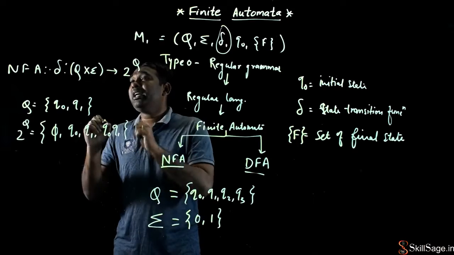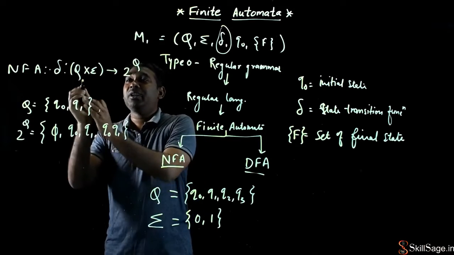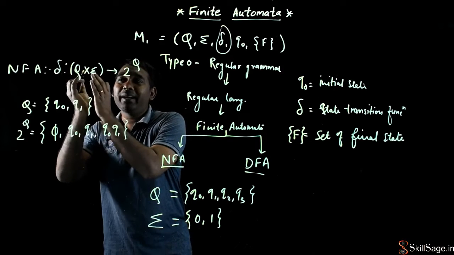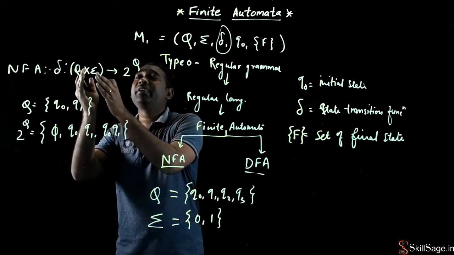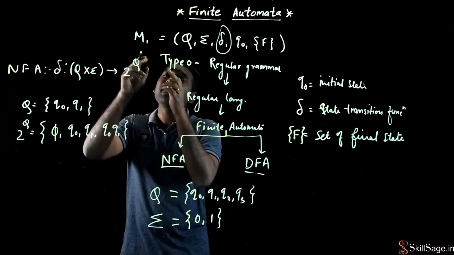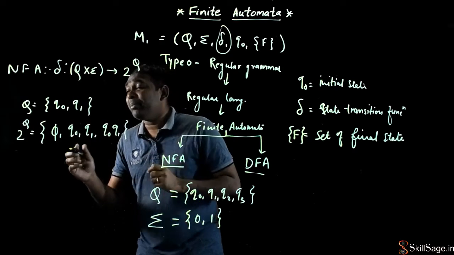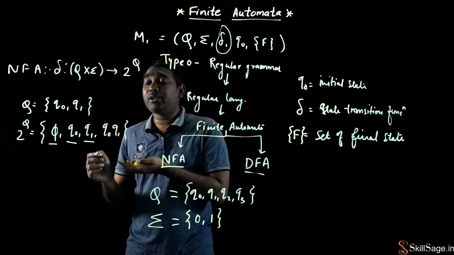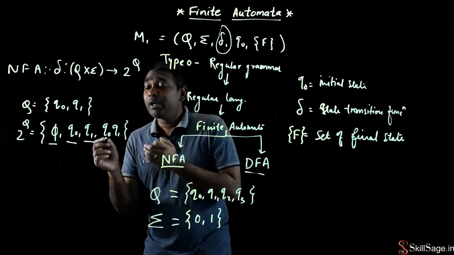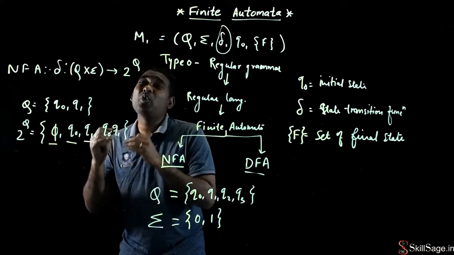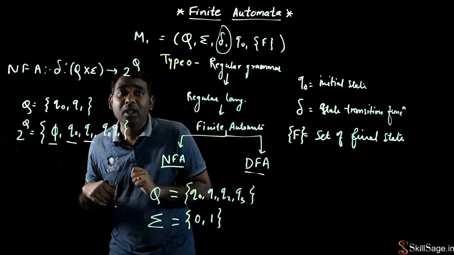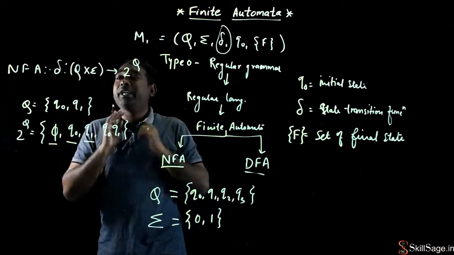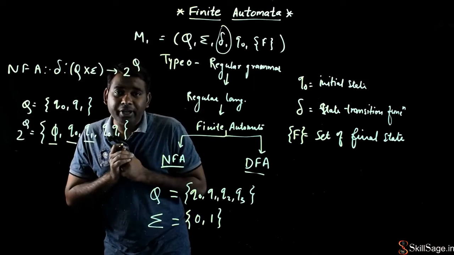What does it mean? It means that in my delta function, if I read one input symbol while at the current state Q, after reading this input symbol it may go to the next state, and the next state may be phi, it may be Q0 itself, it may be Q1, or it may be Q0, Q1. That means it may have more than one transition on one input symbol. If it is like this, then this finite automaton is a non-deterministic finite automaton.